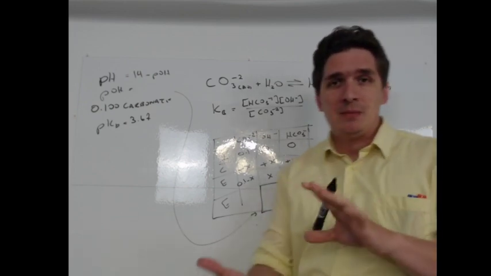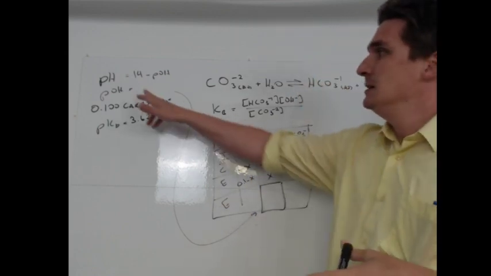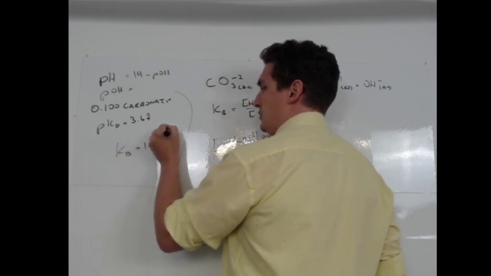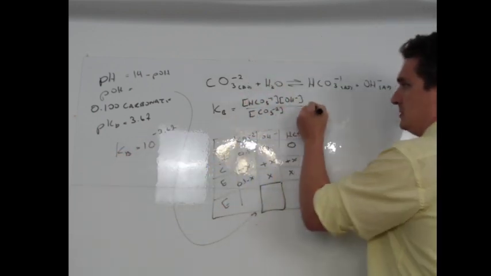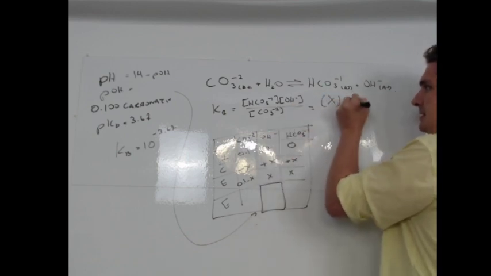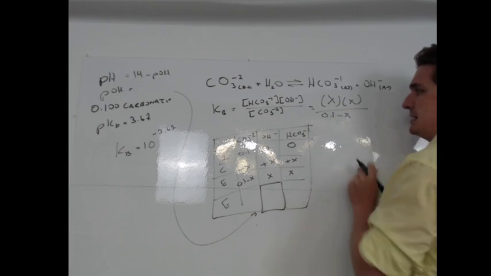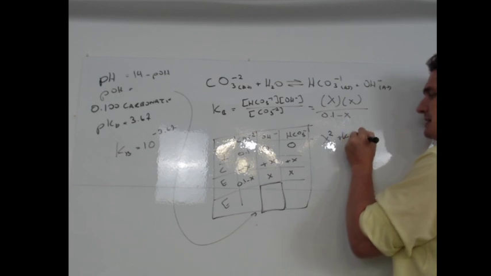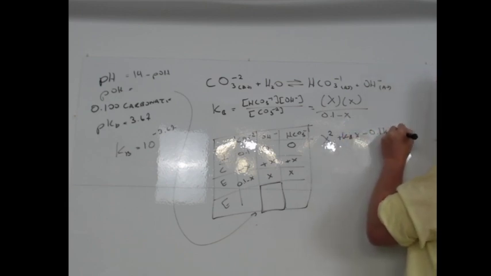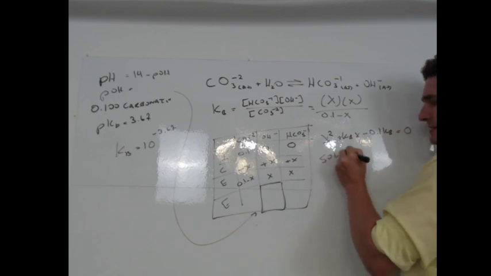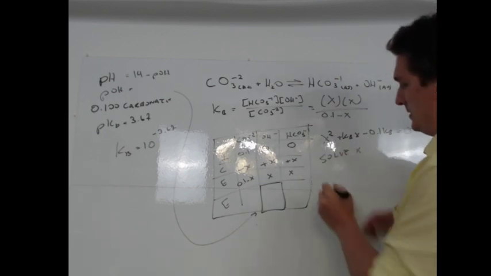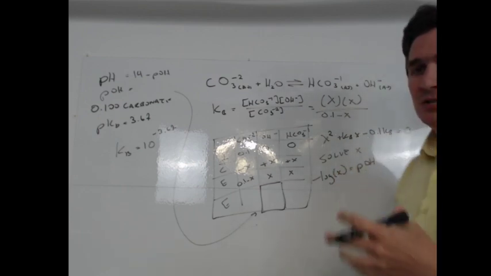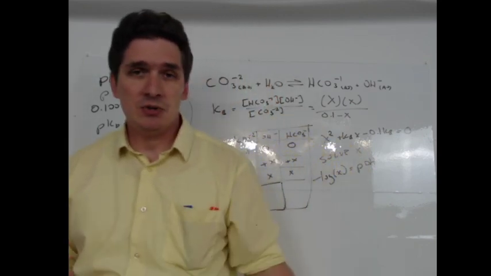So, building on previous equilibrium problems, we know Kb is 10 to the negative 3.67. We know the equilibrium values: it's X times X all over 0.1 minus X. When we rearrange it, we get X squared plus KbX minus 0.1 Kb equals 0. When we solve for X, we will get a number. The negative log of X is our pOH. So our pH is just 14 minus that number. So that's how you approach the discussion board today.